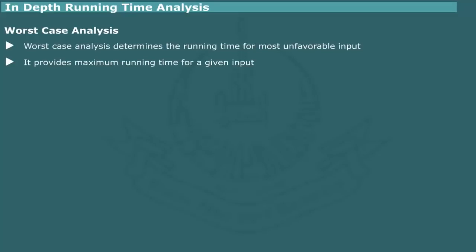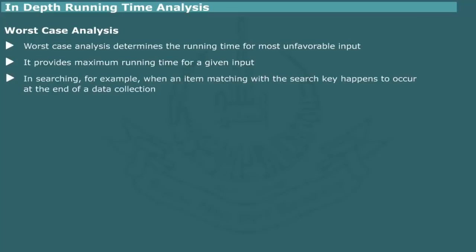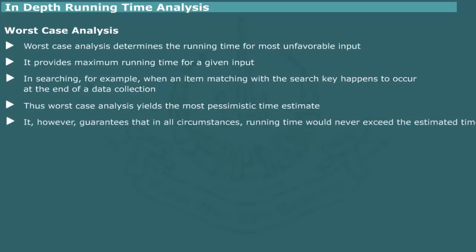Worst case analysis. In worst case analysis, the maximum runtime is determined by considering the most unfavorable input. For example, in a searching problem, we determine the maximum search time by assuming that the item to be searched would occur at the end of a list. Thus, worst case analysis yields the most pessimistic time estimate. It provides the upper bound on the runtime and guarantees that in all circumstances the runtime would never exceed this limit. For such reasons, algorithm analysis is most often done on a worst case basis for the most unfavorable inputs.